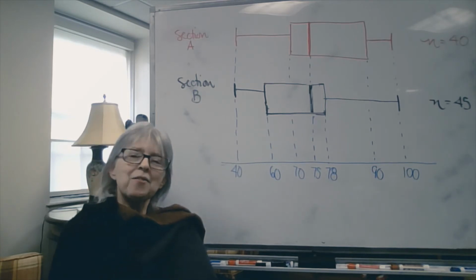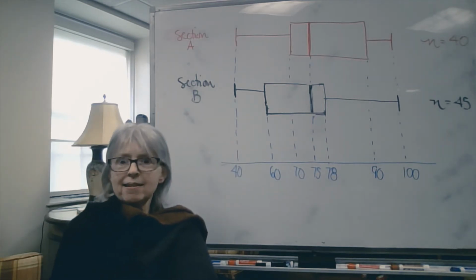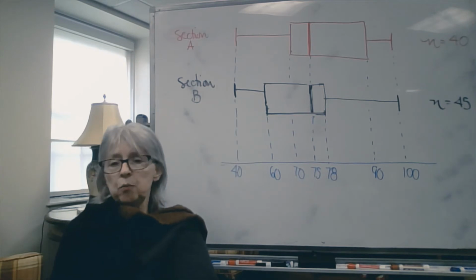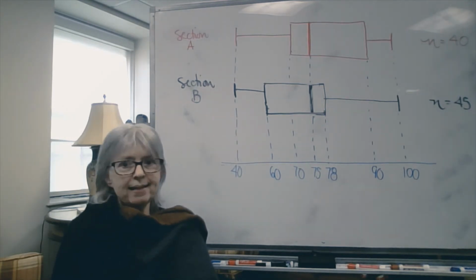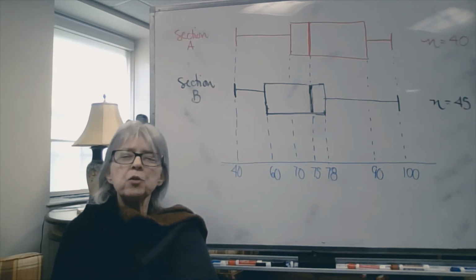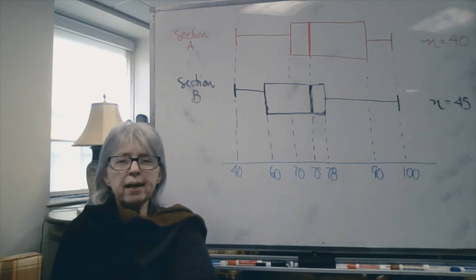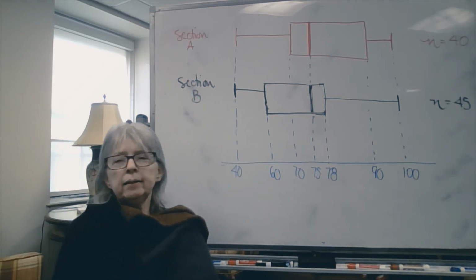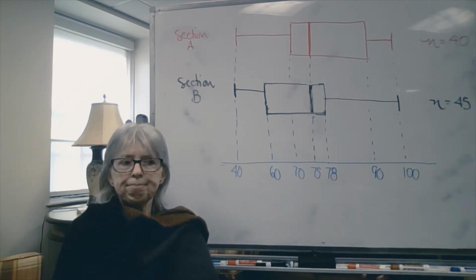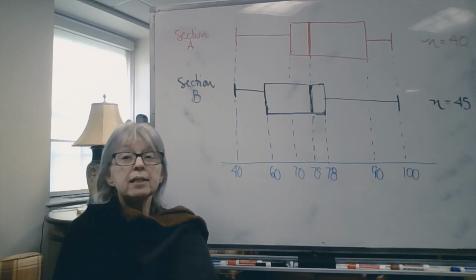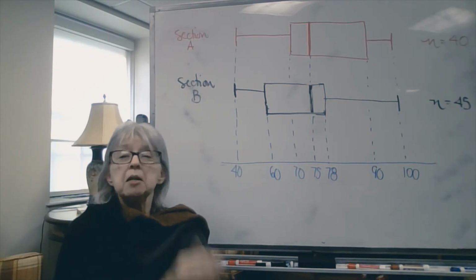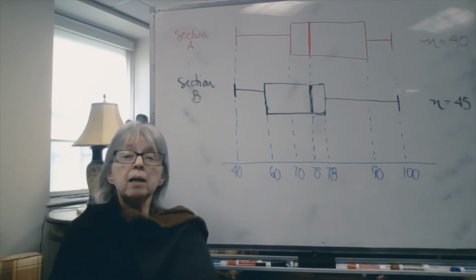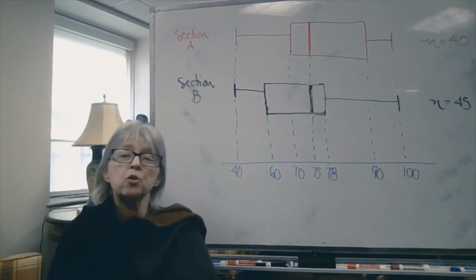Here's something else I can tell from a box plot. I can tell which one's skewed left and which one's skewed right, because neither one of them is symmetric. If I had symmetry, the whiskers would be the same length on both sides, and the median would cut down the middle of the box. That's how you can tell symmetry from a box plot. The median cuts down the middle of the box, and the whiskers on either side are the same length.